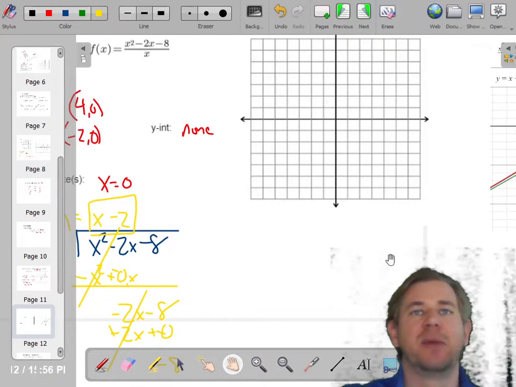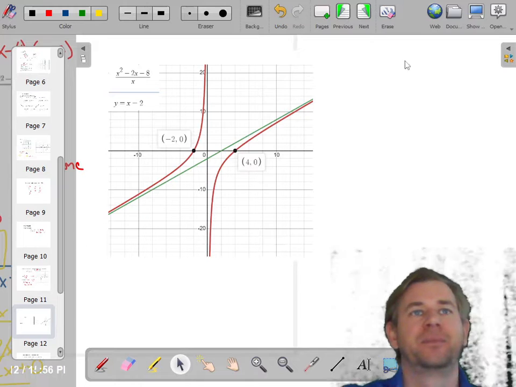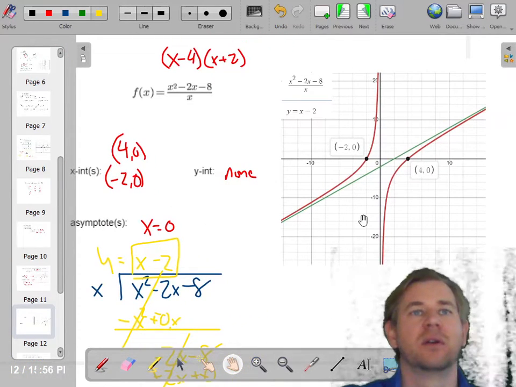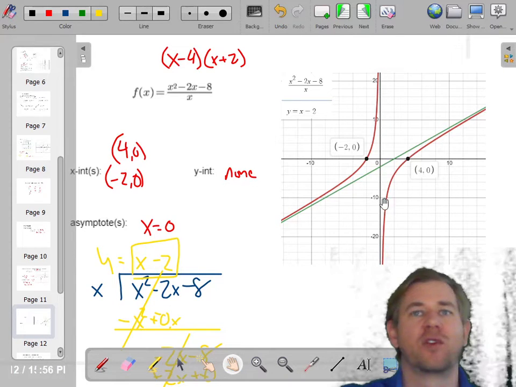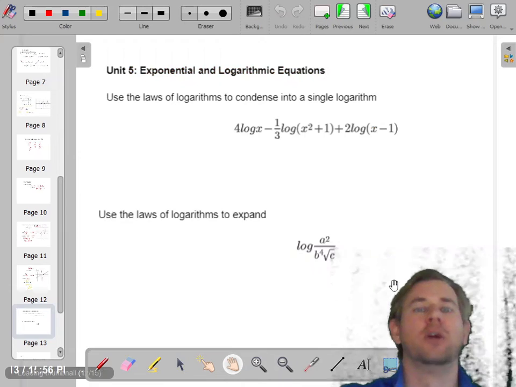And again, you might be asked to find that. So here's the graph. X minus 2 is in green. You have intercepts at -2 and positive 4. There is no y-intercept because you have a vertical asymptote at x equals 0. Cool. All right, home stretch.